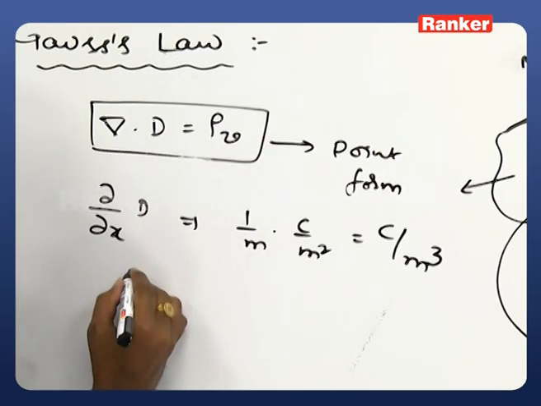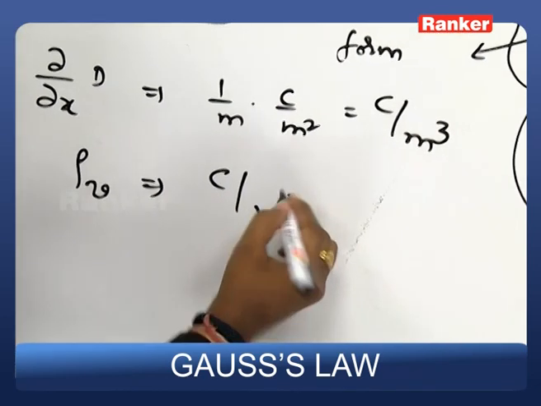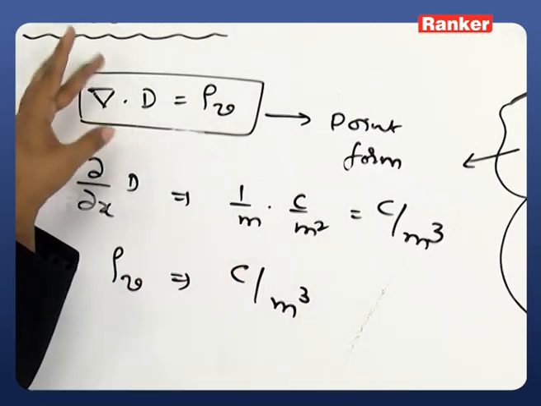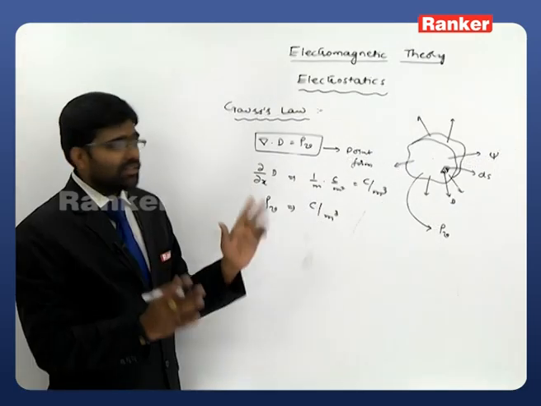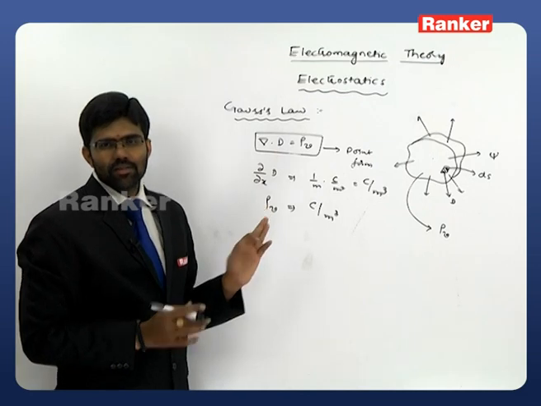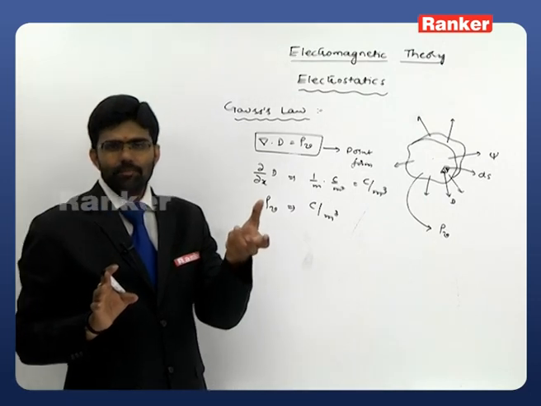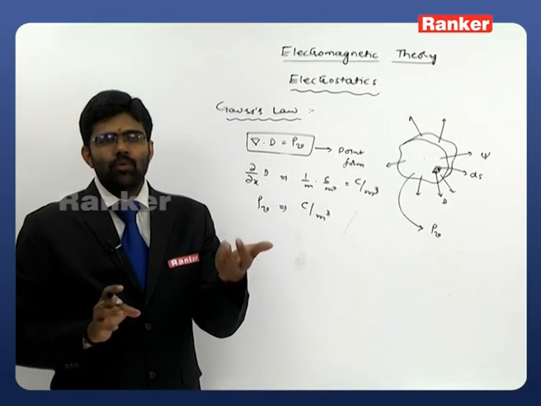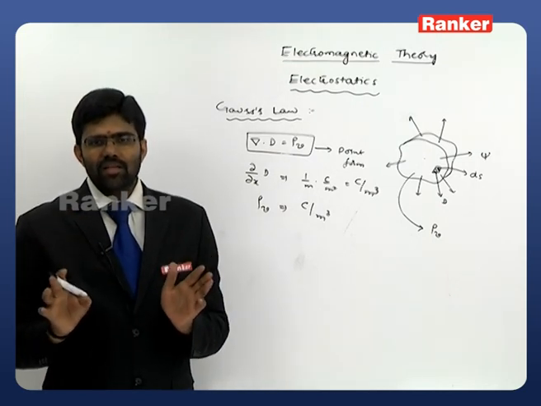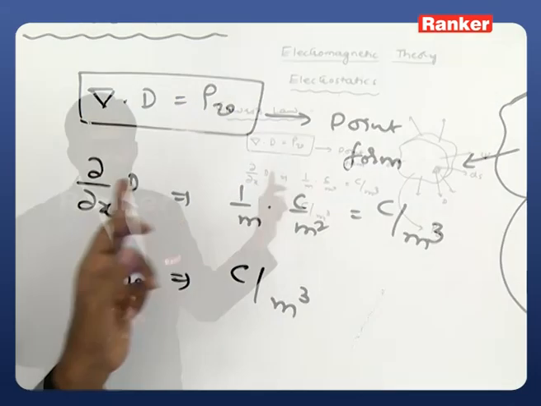On the right hand side we have rho v. What are the units of rho v? Volume charge density, Coulomb per meter cube. So the units of the left hand side and right hand side are the same, so the equation we derived is right. Don't think that del dot D equals rho s, rho l, or rho are correct. Del dot D equals rho v is the only correct one. So whenever it is asked in the examination to calculate the charge density when the flux density is given, don't try to calculate the surface charge density or line charge density using this equation. This equation is useful for calculating volume charge density only.